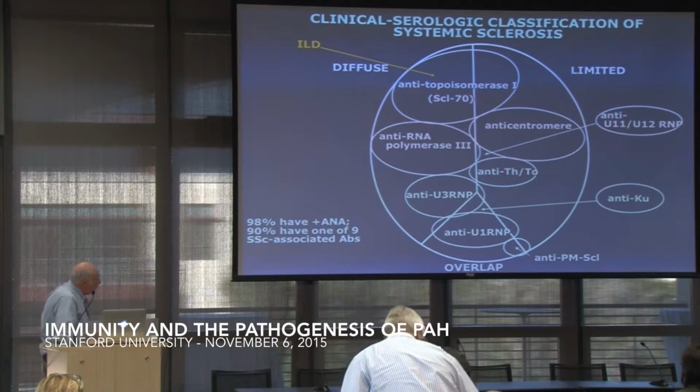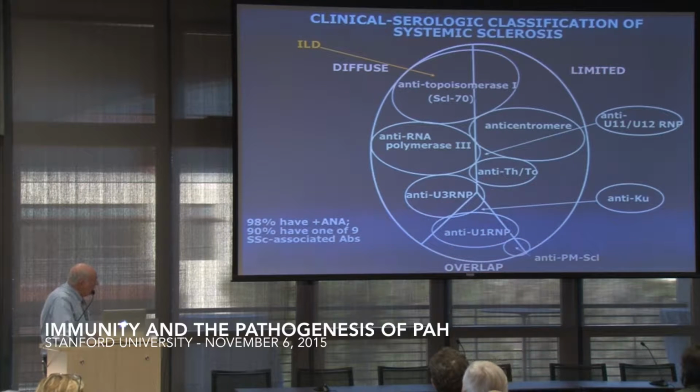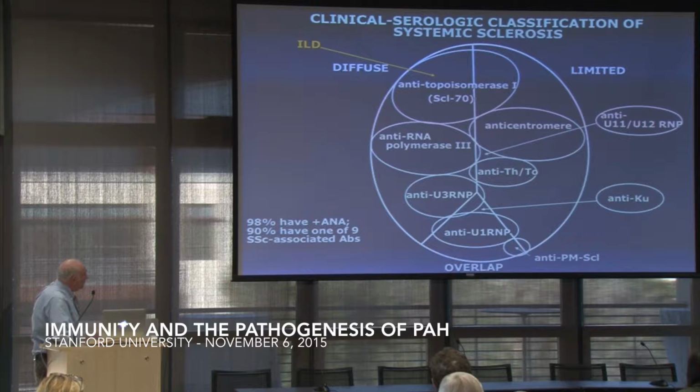So we have 3 autoantibodies that primarily identify patients with diffuse disease, 3 with limited, and 4 with overlaps, particularly overlaps with myositis. And the ones that we commonly identify all have clinical correlations which are moderately strong.